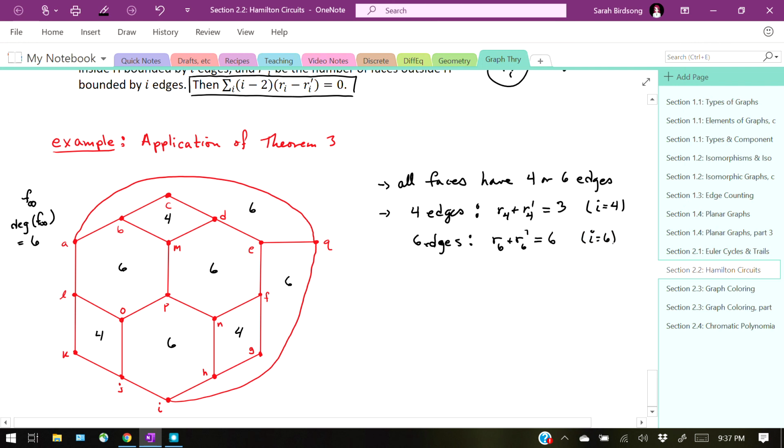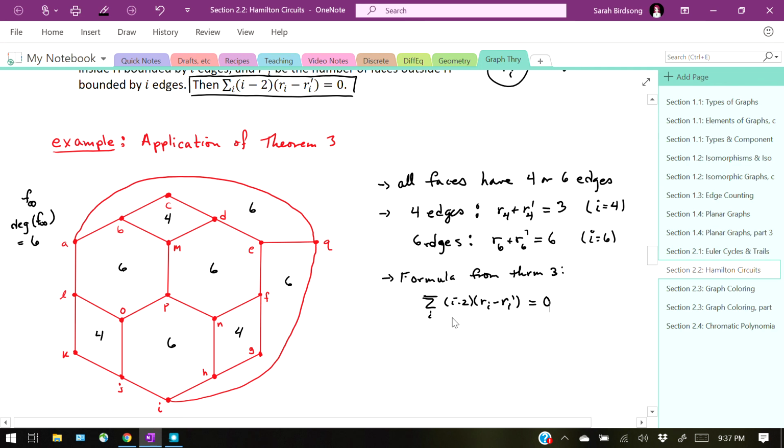Okay. So if we then applied our formula, this is the formula from theorem 3, as I abbreviate theorem there. This says you have the sum over i of (i minus 2) times (Ri minus Ri prime). And we want this thing to equal 0, or it's supposed to equal 0 if the Hamilton circuit exists. Now, in this case, the only i's we have are i equals 4 and i equals 6, which is why I put them over here. So they're the only ones we're actually going to add up over. So if we put this together, what are we going to have?